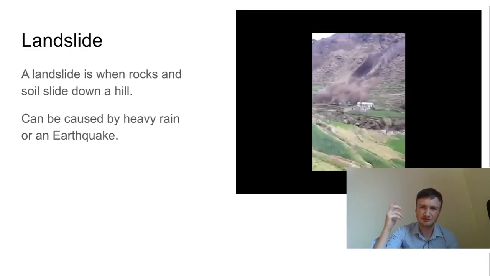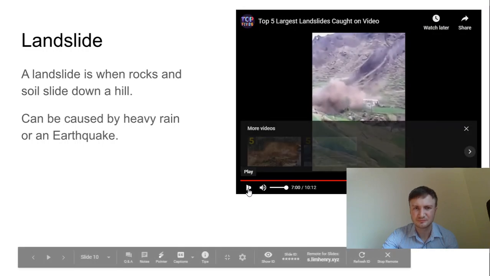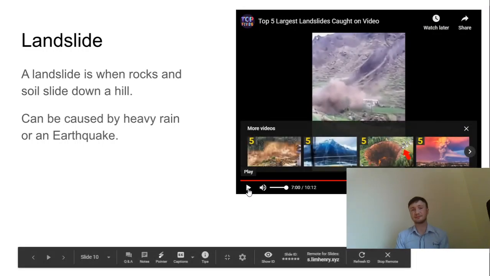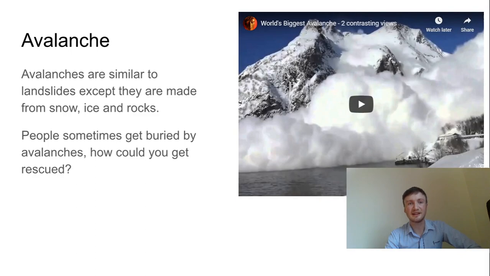Anyway, you can see it's really destroying those. So very dangerous landslides. We have another type, very similar to a landslide, but a lot colder. Anyone guess what that's called? That's right, an avalanche. So avalanche is like a landslide, but instead of just soil and rocks, it's made of snow and ice and some rocks as well.